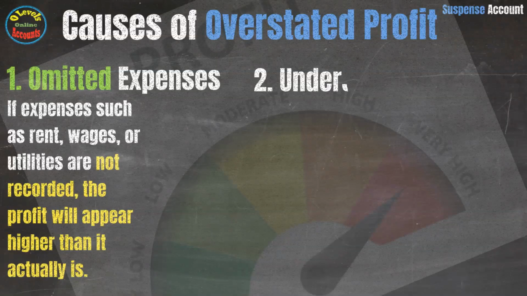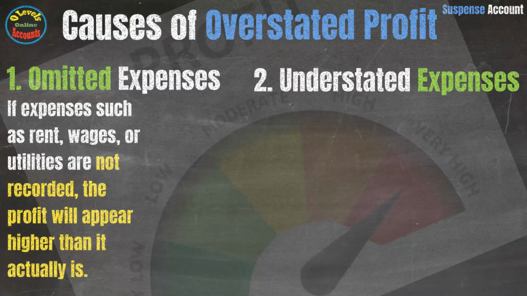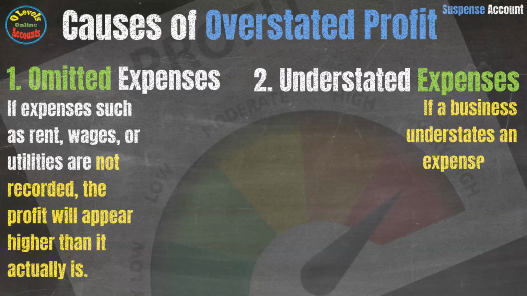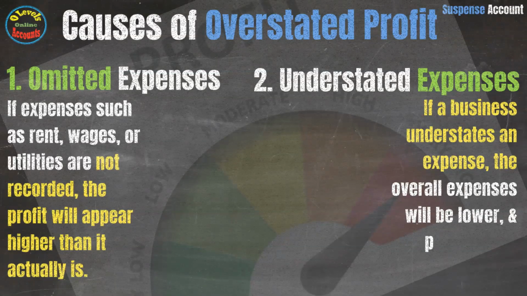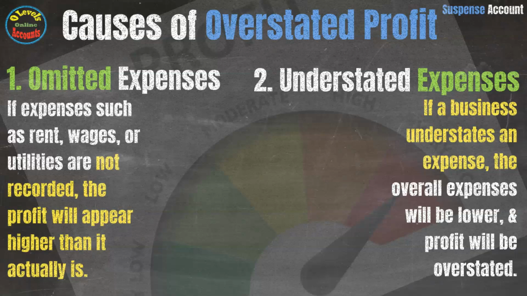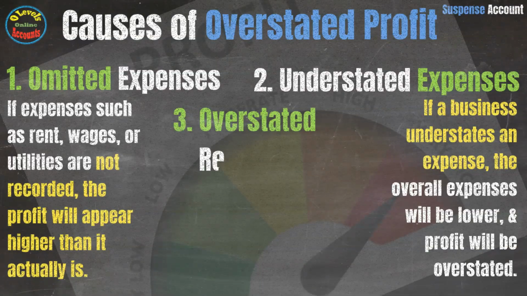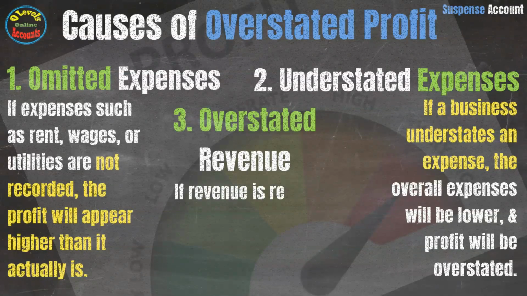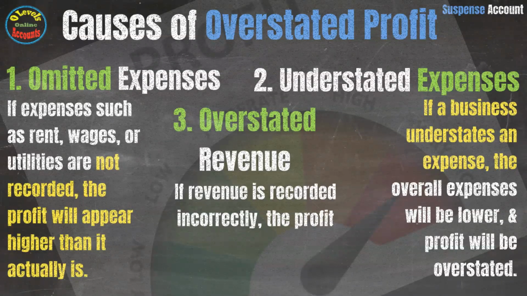The second cause is understated expenses. If a business understates an expense, the overall expenses will be lower, and profit will be overstated. For example, recording $1,000 expense instead of $2,000 will impact profit and it will be reported on the higher side. The third cause is overstated revenue. If revenue is recorded incorrectly, the profit will be inflated by the difference. For example, incorrectly recording additional sales of $2,000 when they did not occur will overstate profits by the same amount.